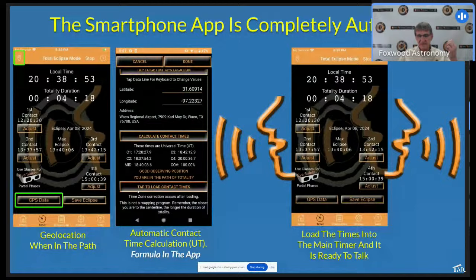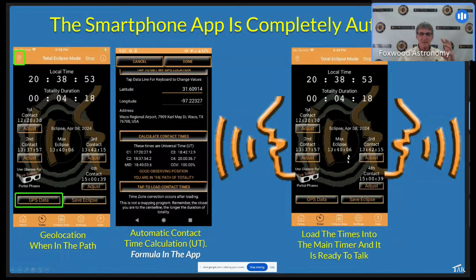Now I'm just going to quickly talk about my app. So when you geolocate at your location, it calculates the contact times in universal time. The formula for calculating the contact times is in the app. You do not need internet service to do this. If the internet goes down or cell service goes down on eclipse day, you can still calculate your contact times.